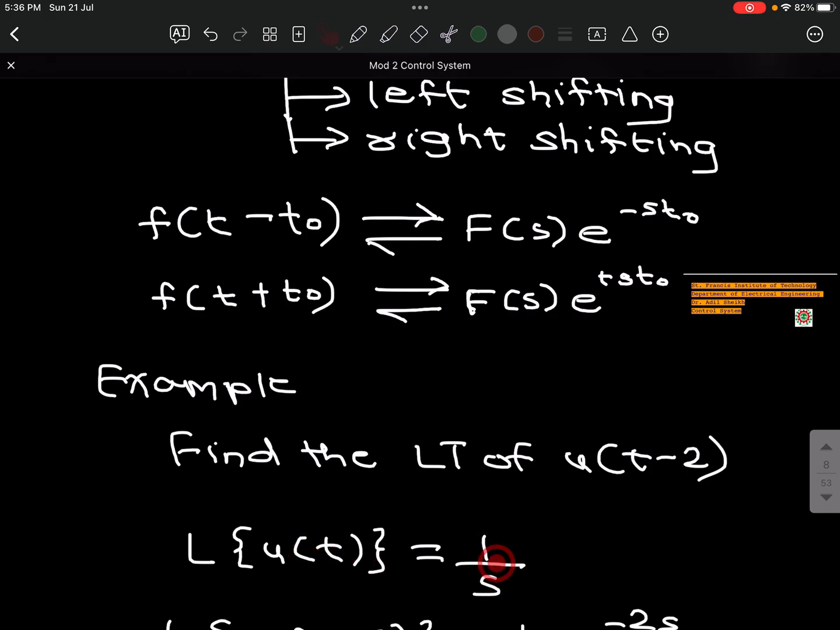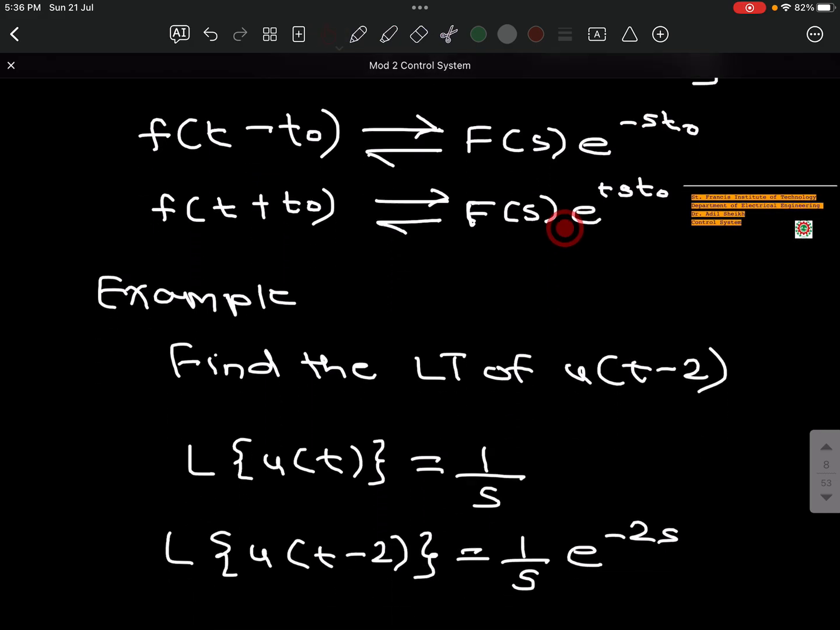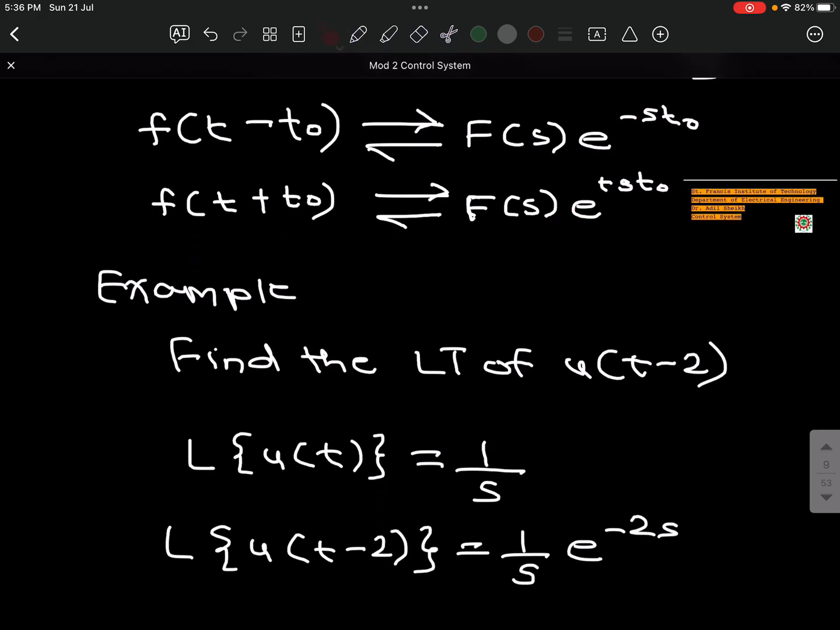Now what we have to do is add the shift of 2, which is given here as t0. So it will be very simple: the Laplace transform of u of t minus 2 will be equal to 1 upon s multiplied by e raised to minus 2s. Here t0 is 2, so t0 is replaced by 2. That's it. So this is about the time shifting property.